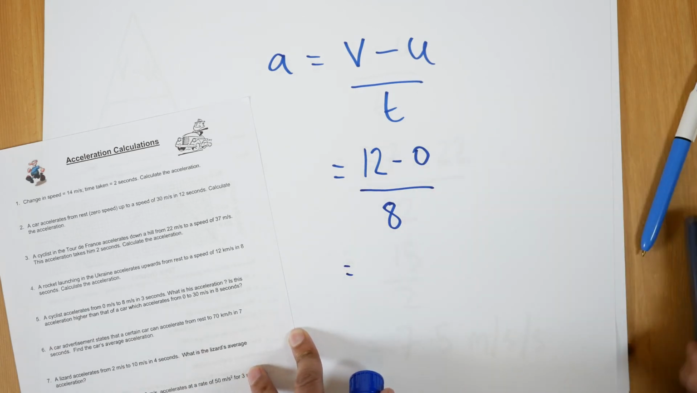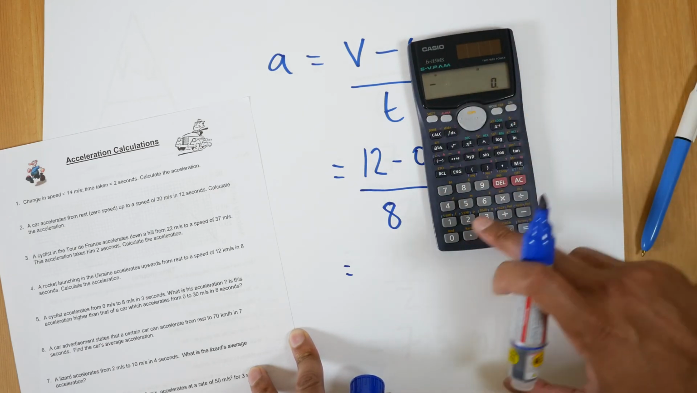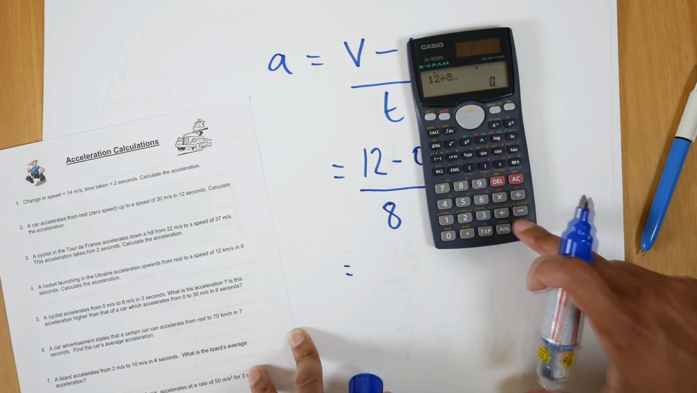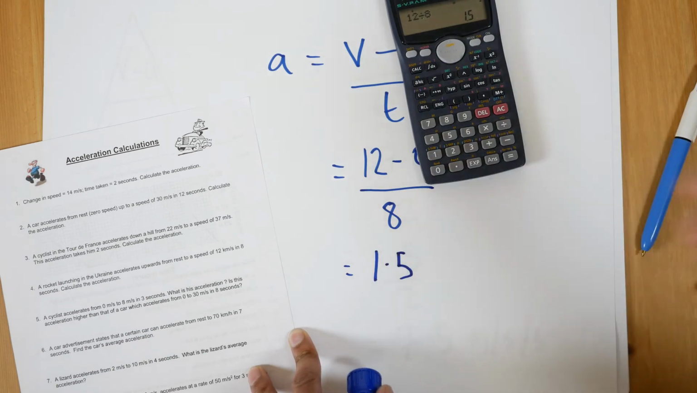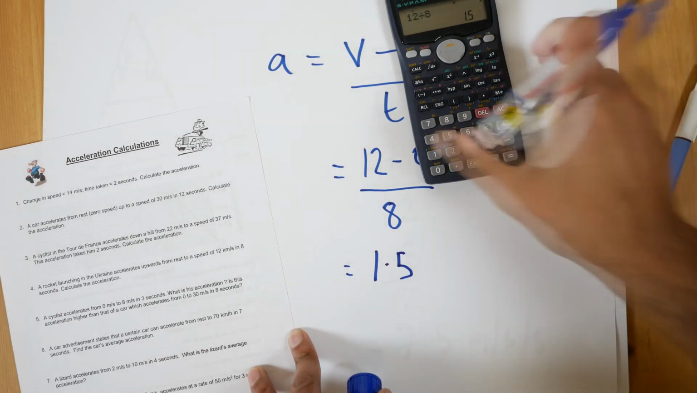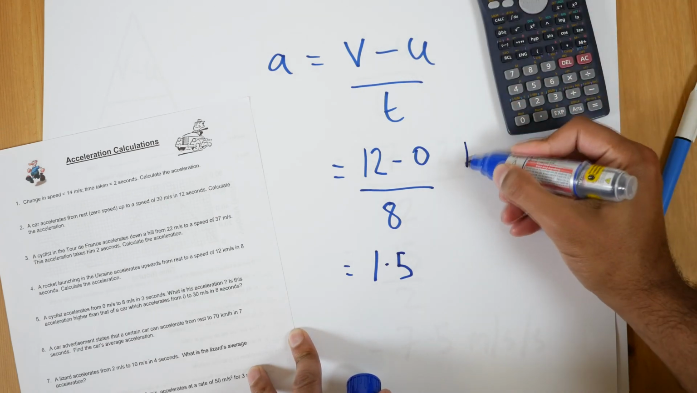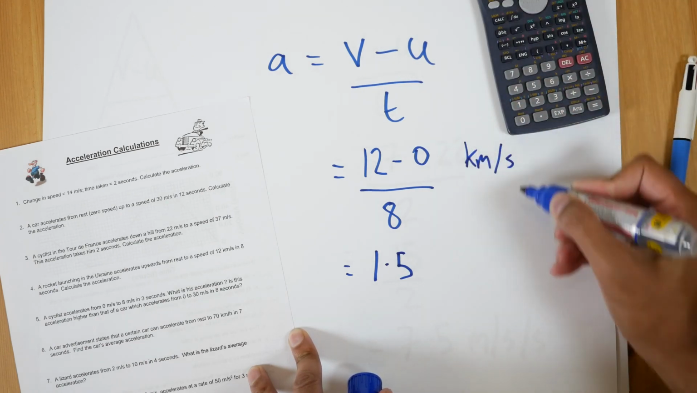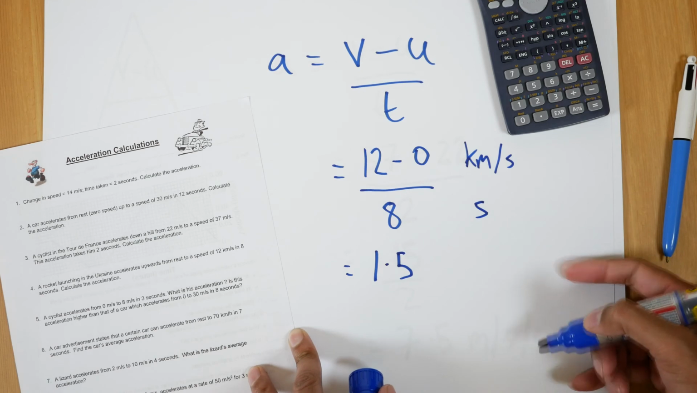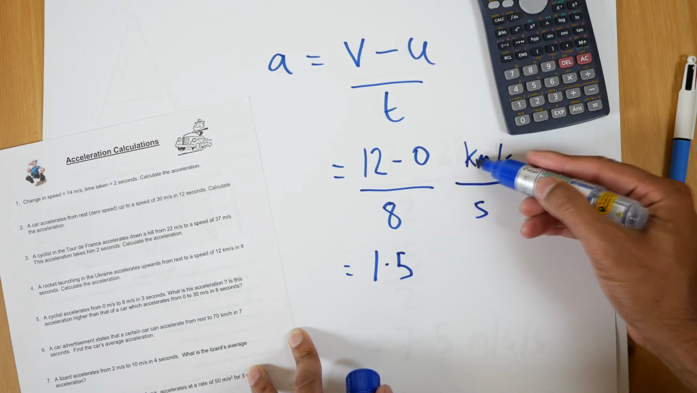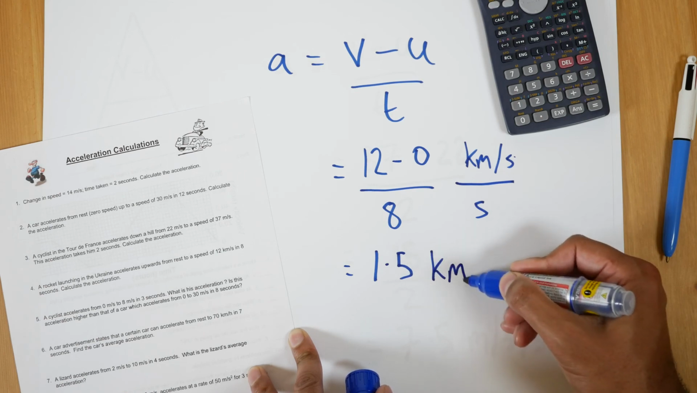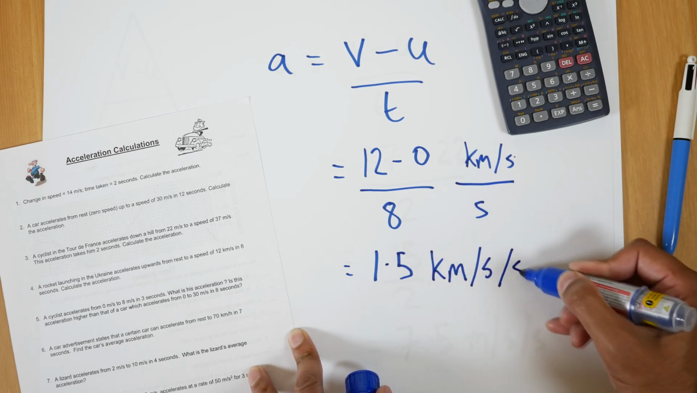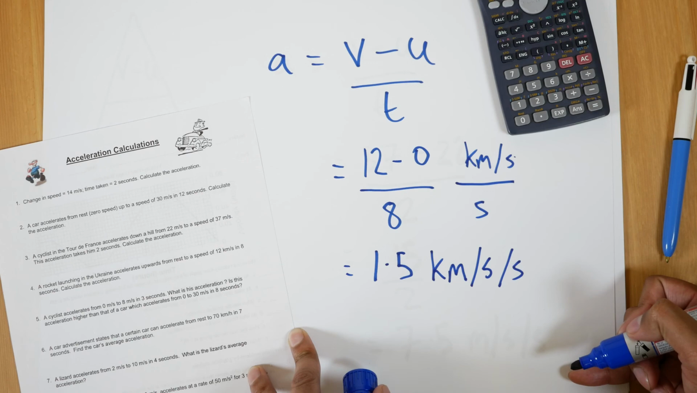Okay, so let's do that on our calculator. 12 divided by 8, which equals 1.5. Now this is the interesting thing. What are my units going to be? Because this was in kilometers per second and this was in seconds. So you can see it's kilometers per second divided by seconds. We're just going to write kilometers per second per second. It's so easy.